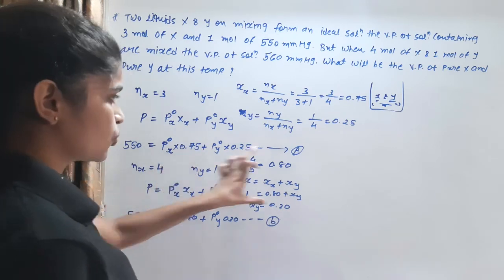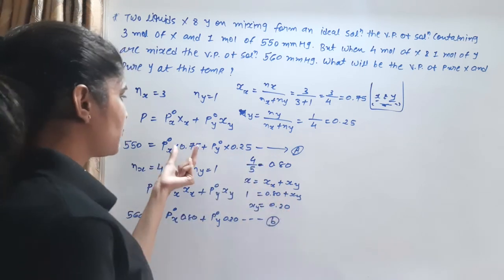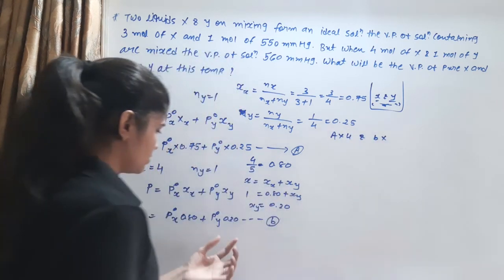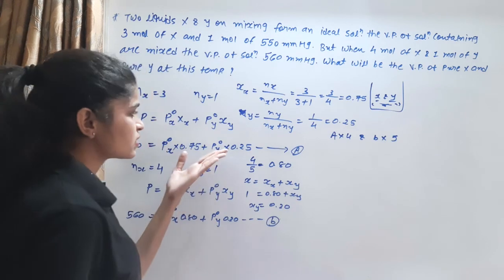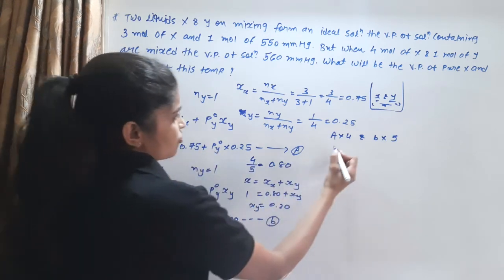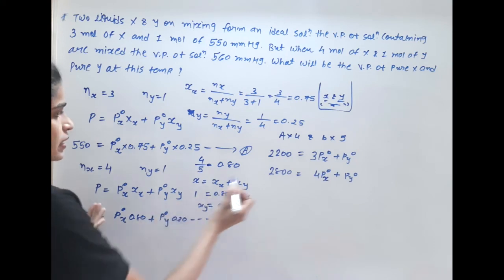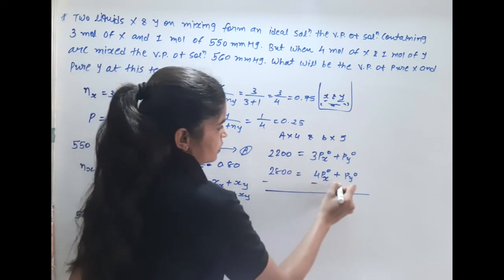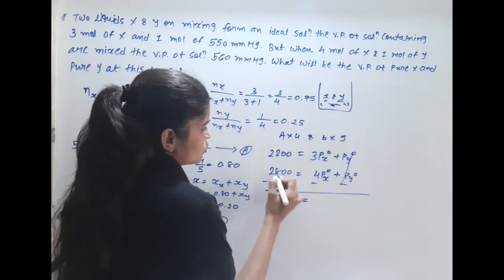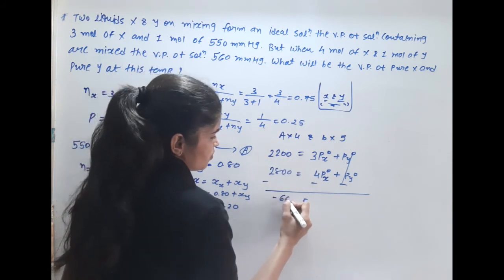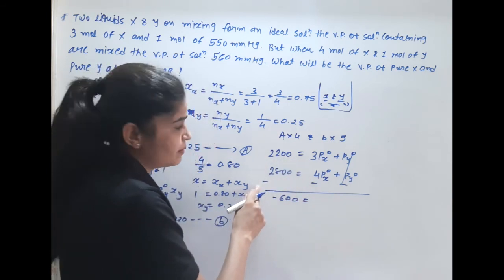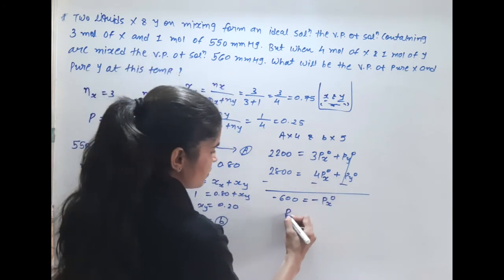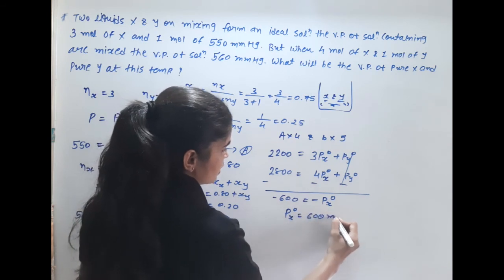Then we combine these two, A and B. First multiply A with 4 and B with 5, so it is converted into integer values. So 550 times 4, and 560 times 5, this gives the value. Then subtract these two values. The P0Y terms cancel out, and 2800 minus 2200 gives 600, with a minus sign on the highest value: minus 600 is equal to minus 1 P0X. So P0X is equal to 600 mmHg.